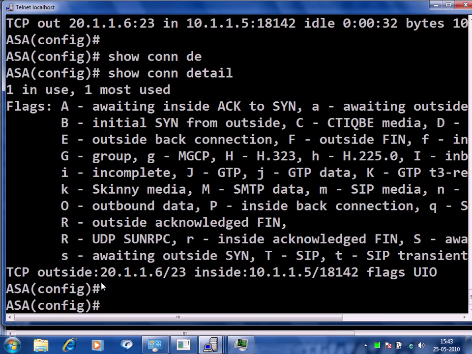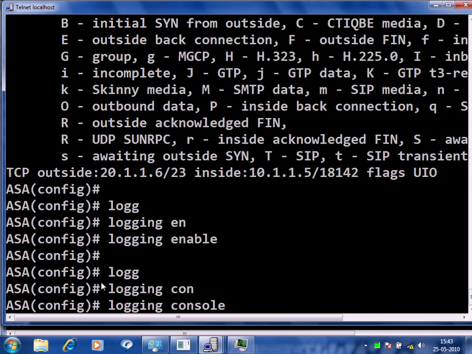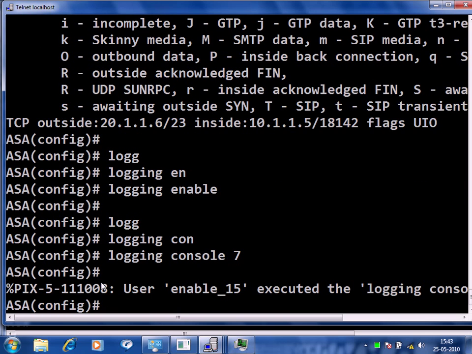Debug. Yeah, so for that you have to enable debug. Simple. Yesterday I showed, I think. Logging enable, logging console 7, and it will show you each and everything.